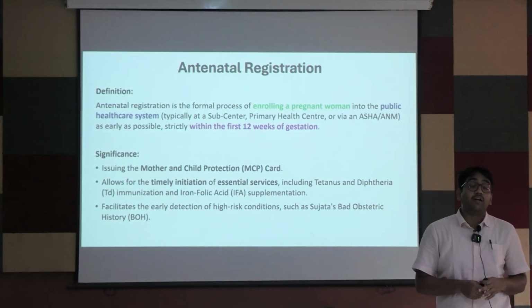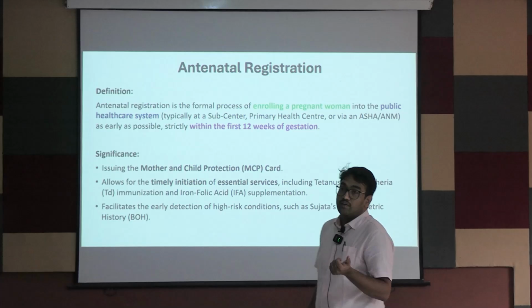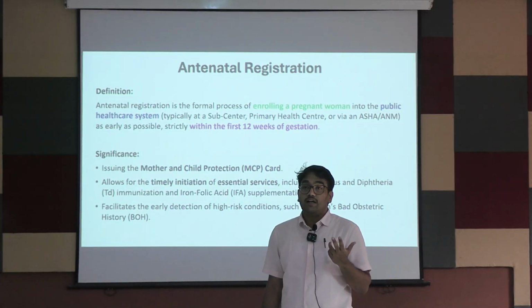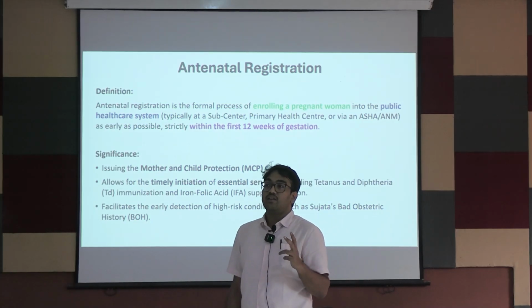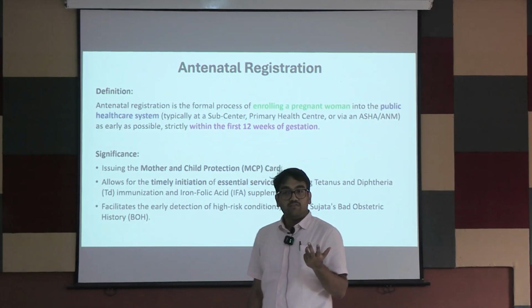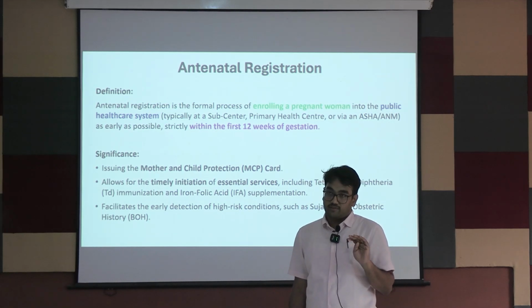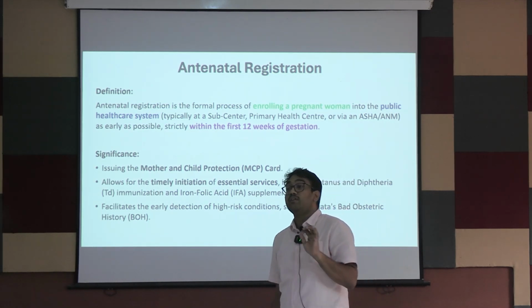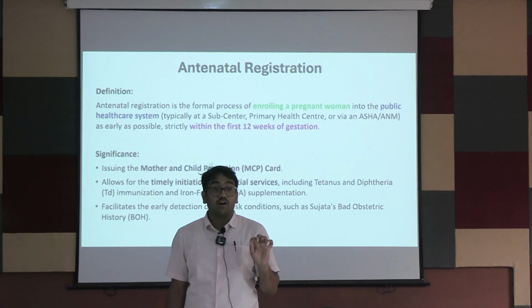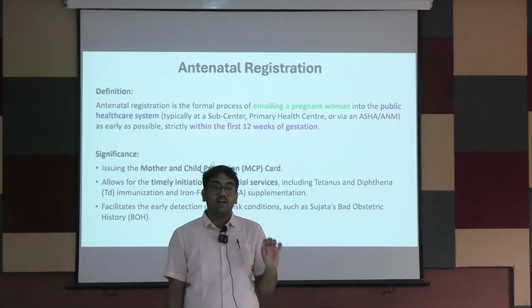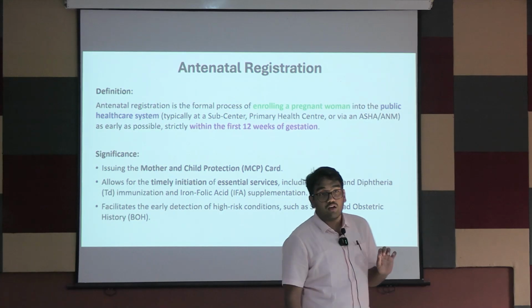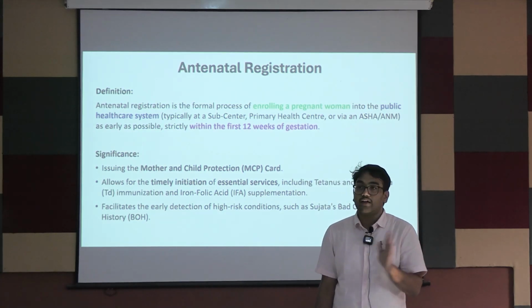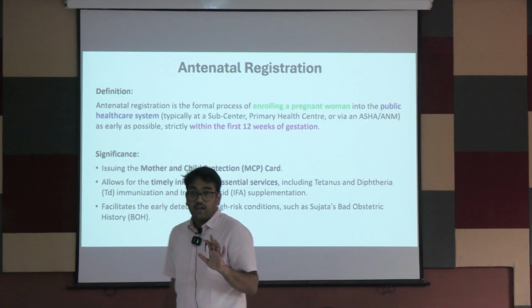Next is, it allows for timely vaccination. So the mother is going to get 2 doses of tetanus and diphtheria, isn't it? TD. Previously it used to be TT. Now it is TD. So 2 doses of TD will be given at an interval of 4 weeks, right? So that will be given. Then the mother will also get iron folic acid supplementation for 180 days, that is 6 months of iron folic acid supplementation. Then deworming with albendazole after the first trimester. In the second trimester, there will be deworming with albendazole.